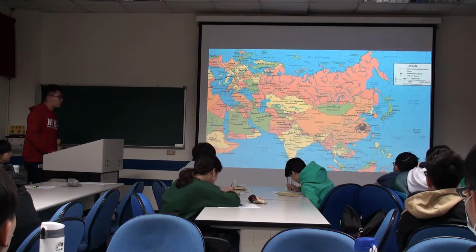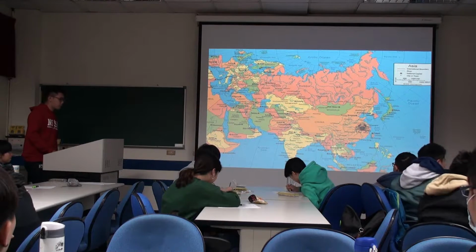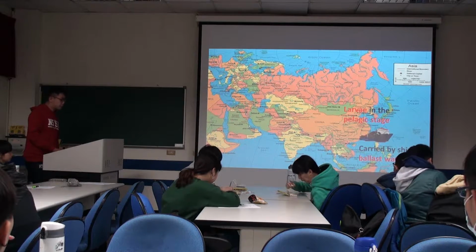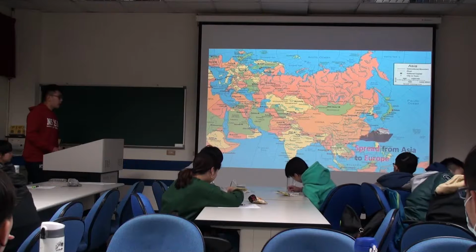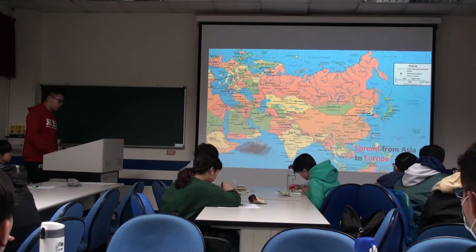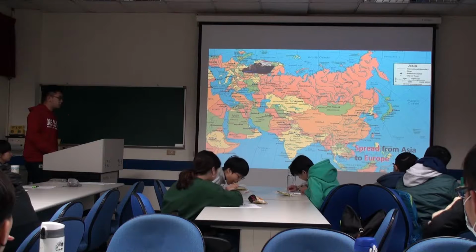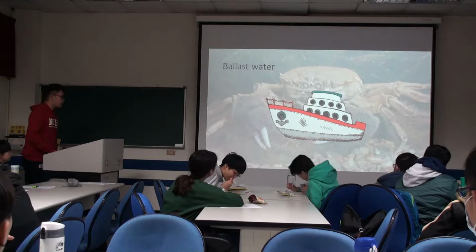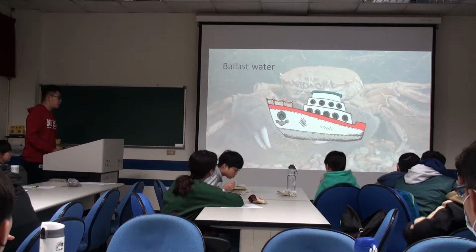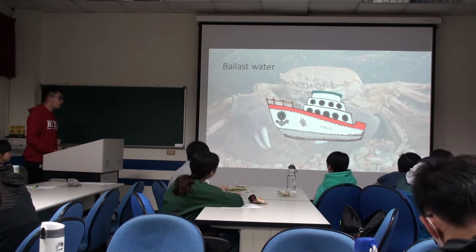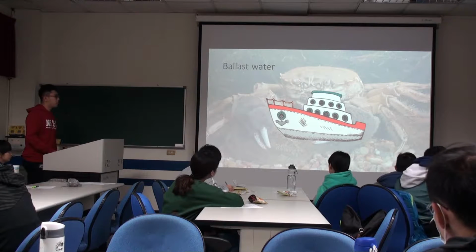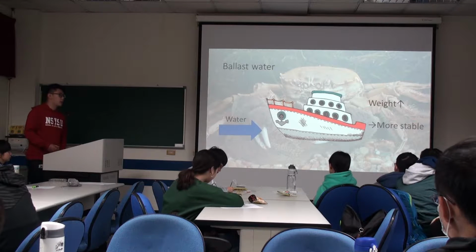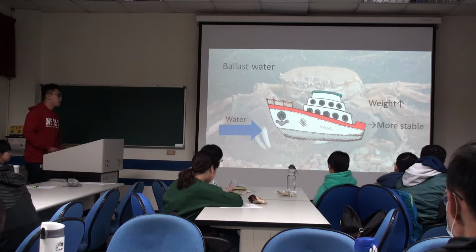Okay, let's talk about how the crabs enter Europe. This is a map of the continents of Europe and Asia, and the larvae in pelagic stage will be carried by the ship's ballast water, and they spread from Asia to Europe along a path like this, becoming an invasive species in Europe. And let's talk about what ballast water is. When a ship is carrying nothing, no goods, no oil, and no people, they will pump some water into the ship to gain weight, which can make the boat more stable while it is sailing.